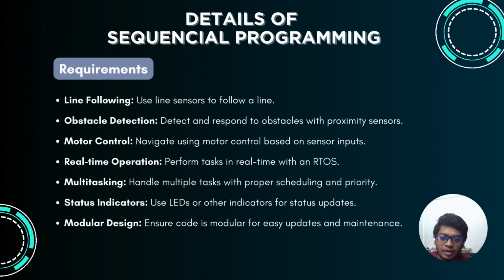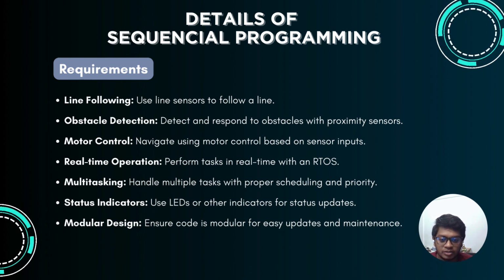So now I am going to explain the details of sequential programming. The first one is requirements. We have line following. The robot needs to follow a line using its line sensor. Then obstacle detection. The robot must detect obstacles using a proximity sensor and respond accordingly. Then motor control. The robot should control its motor to navigate based on sensor inputs.